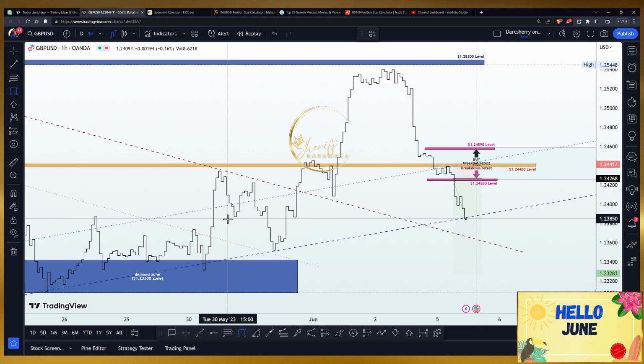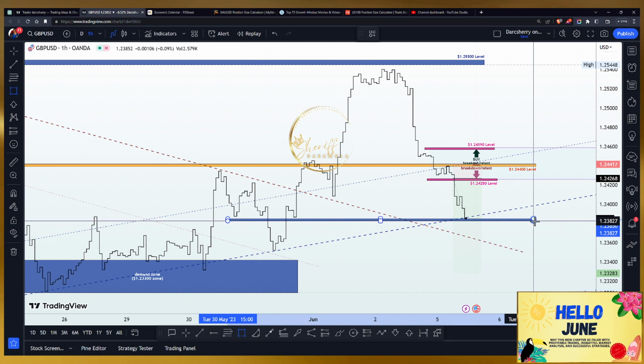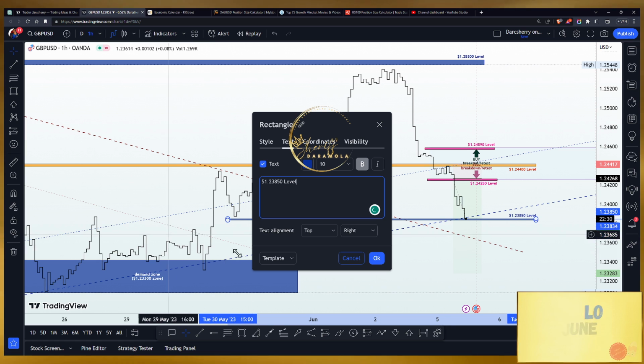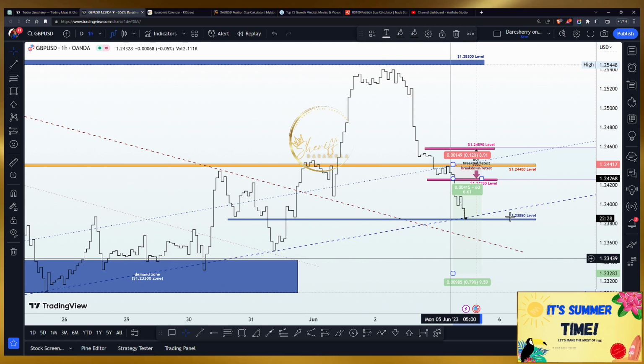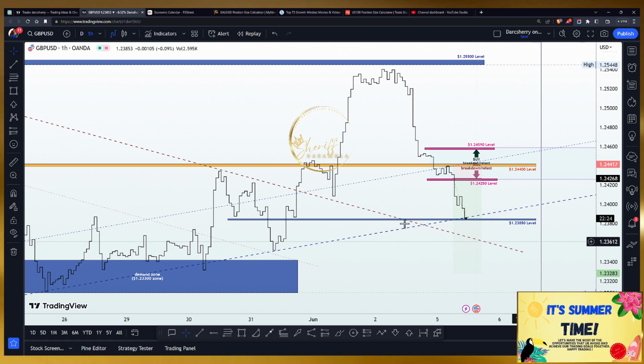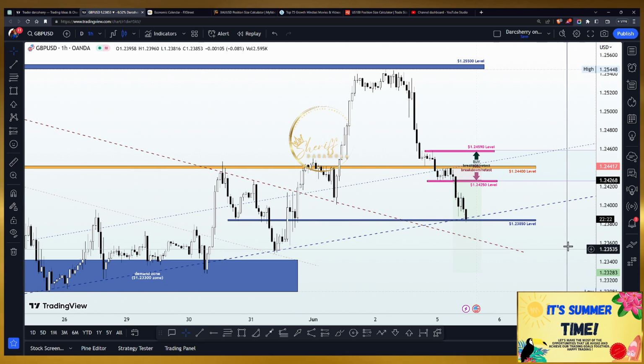So we have it at the 1.23850. I will mark this level out and label it for the sake of clarity. So we have the 1.23850 level, which is definitely going to be guiding our trading activity going forward. So I would like to place this at the bottom right hand side. Beautiful. So we have something like that.